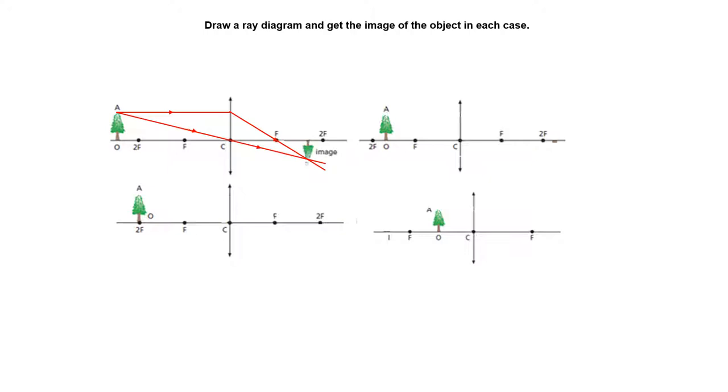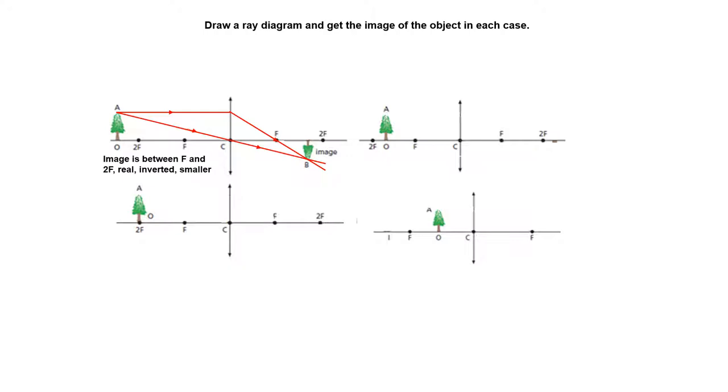The place where these two rays meet on the right-hand side of the lens locates the top of the image. A real image is formed when light rays converge to a point. A real image can be projected onto a screen or a piece of paper. This image is inverted because it's upside down compared to the object. This image is smaller than the object.